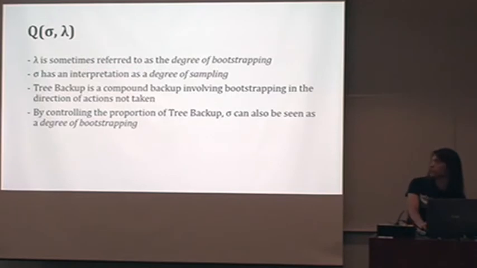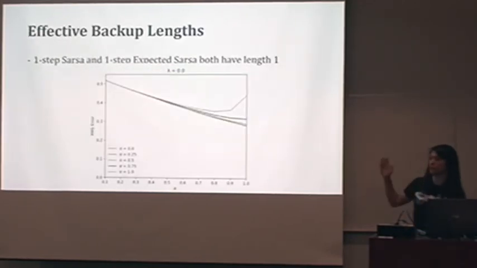And yeah, so that's mostly the Q-sigma lambda algorithm, and going back to those effective lengths that I kept showing, another cool thing about this is in the one-step case, one-step SARSA and one-step expected SARSA have the exact same effective length. They both have length 1. And when these are plotted on the random walk task, as you can see, they're empirically equivalent at small alpha, and then as you get to higher alpha, lower sigma ends up winning, and it seems strictly better than any of the other cases.